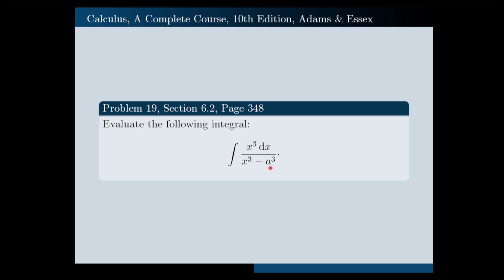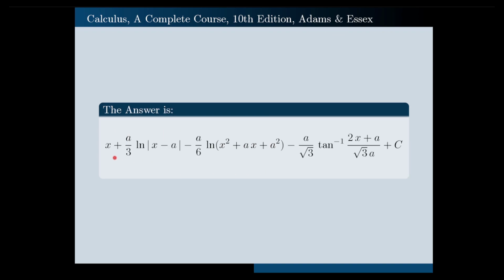It would be a good idea if you pause the video at this point and try to solve the problem yourself first. If you do your calculations correctly, this is the answer that you are going to get. x plus a over 3 ln of absolute value of x minus a, over 6 times ln of x squared plus a squared, minus a over square root of 3 multiplied by tan inverse of (2x plus a) over square root of 3 a, plus a constant c.